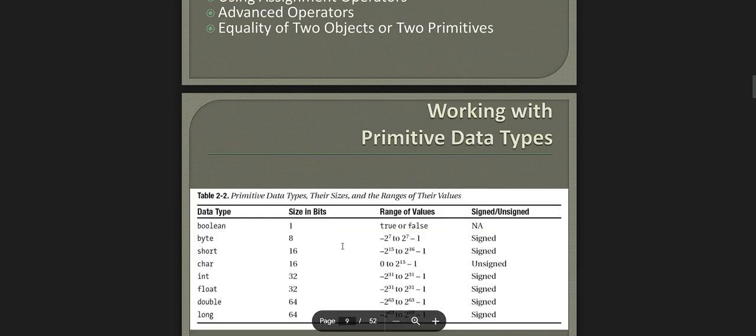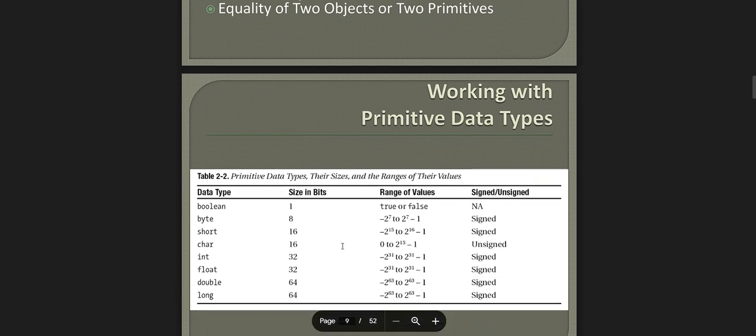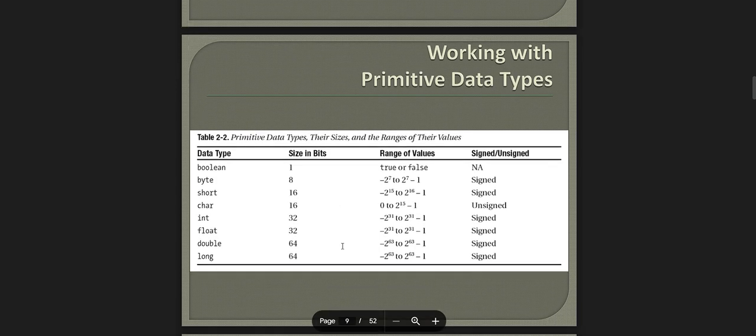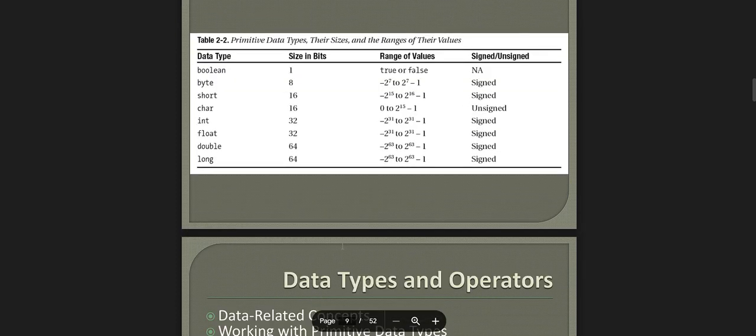Primitive types: boolean, byte, short, char, int, float, double, long, with sizes 1, 8, 16, 16, 32, 32, 64, 64 bits, and signed or unsigned. Boolean is true or false. Ranges: minus 2 to the power 7 to 2 to the power 7 minus 1, minus 2 to the power 15 to 2 to the power 15 minus 1, minus 2 to the power 31 to 2 to the power 31 minus 1, and minus 2 to the power 63 to 2 to the power 63 minus 1.